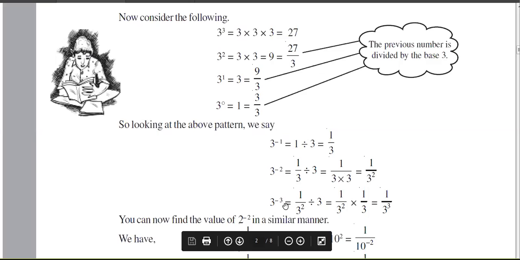Similarly, 3 raised to the power minus 3 will be 1 by 3 raised to the power 3 instead of the negative. Here, this will be positive. But how did it come? Yes, the earlier value was 1 by 3 square. So divide it by 3 because the exponent is decreased further by 1. So it will be 1 by 3 raised to the power 2 into 1 by 3, because when the division is converted to multiplication, the 3 will become 1 by 3. So it becomes 1 by 3 raised to the power 3.